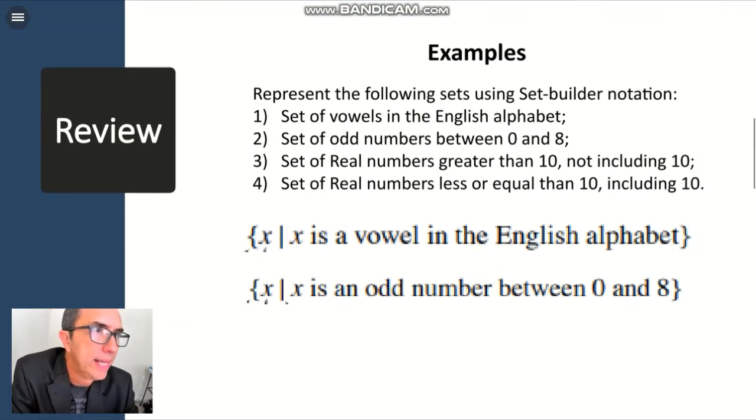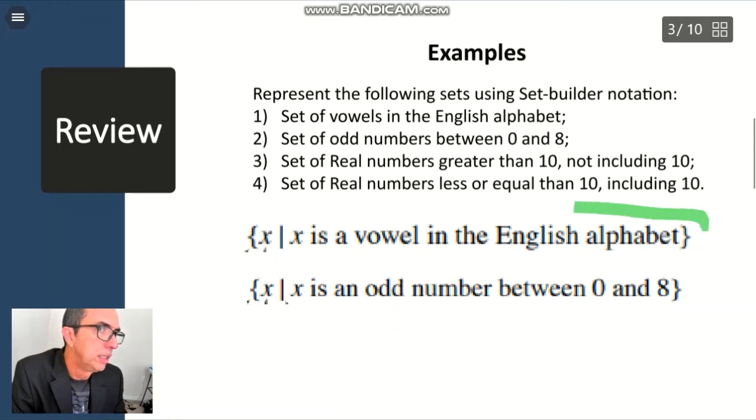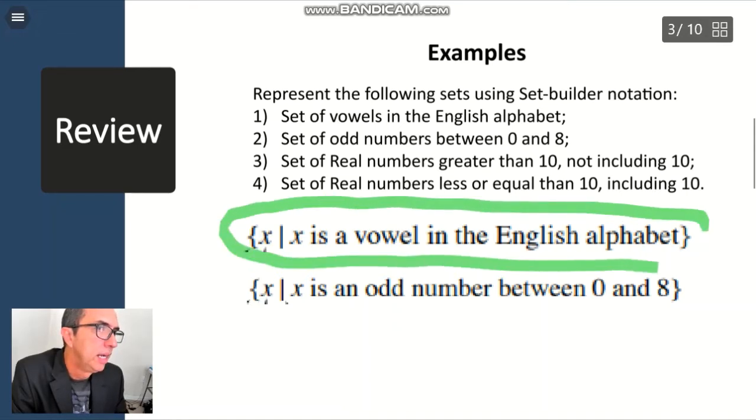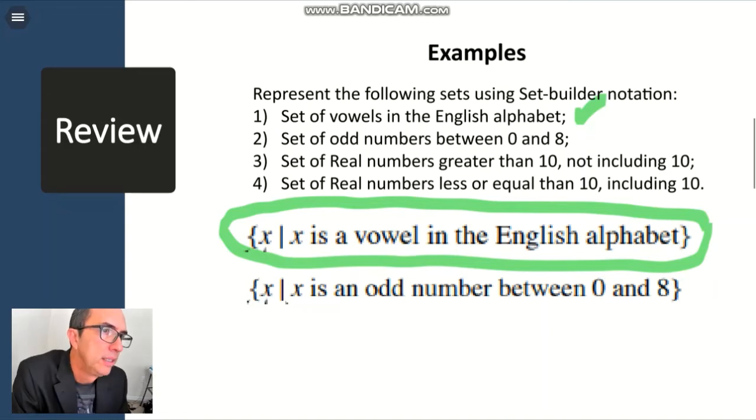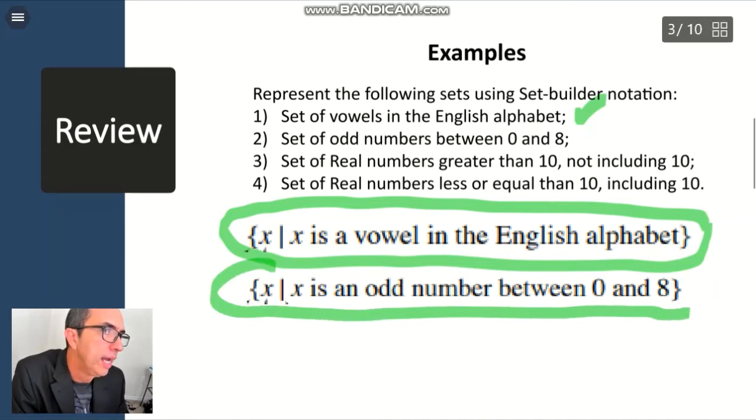Let's see here some examples on how to use set builder notation. First one, set of vowels in the English alphabet. So this is the first answer here: x such that x is a vowel in the English alphabet. Second one, set of odd numbers between 0 and 8. The second example here: x such that x is an odd number between 0 and 8.